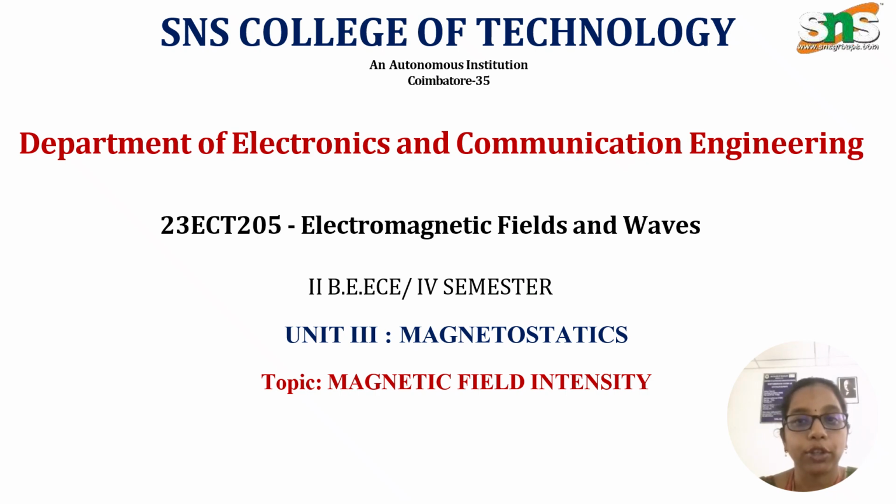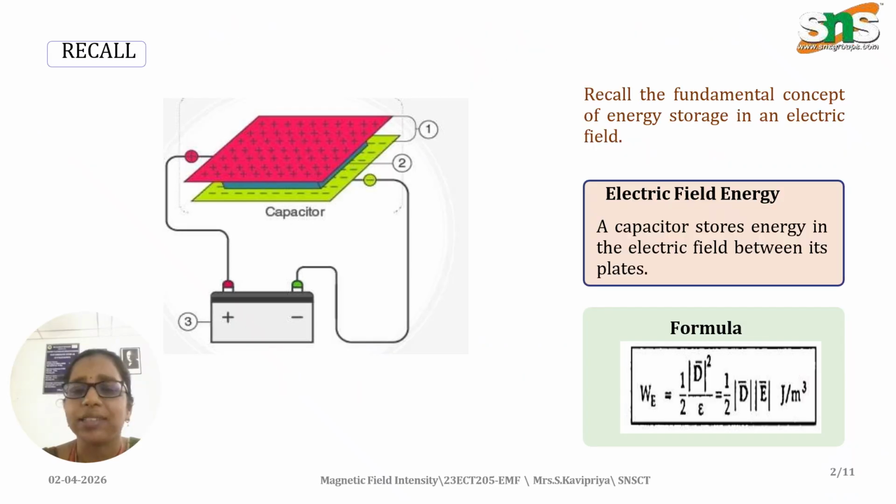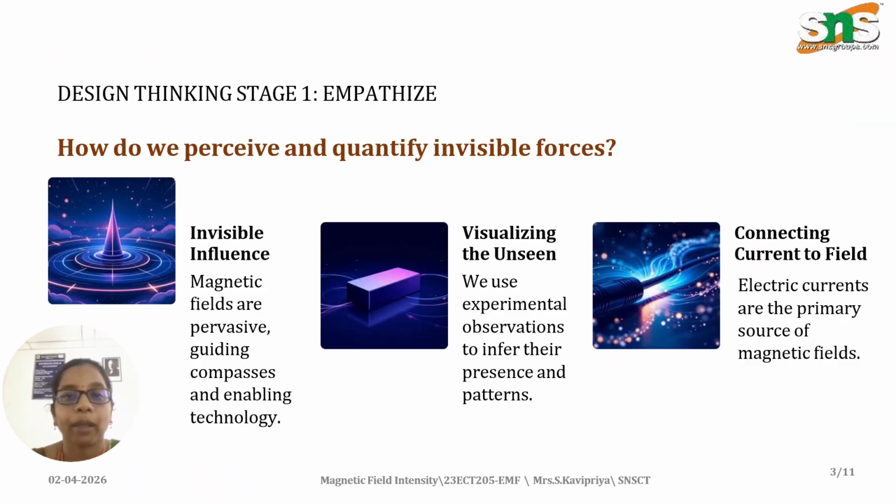I'm going to discuss the topic magnetic field intensity. So before starting with the presentation, let's recall the electric field intensity. Electric field intensity is due to the various charge distributions, and the device that is used for storing this energy in the electric field is a capacitor.